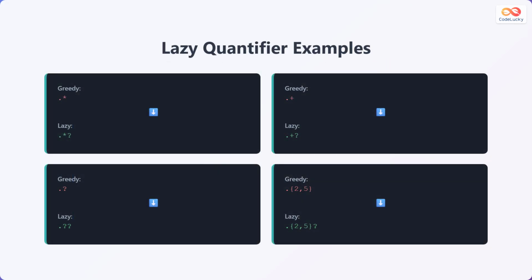Here are some examples of how to make quantifiers lazy. The greedy star becomes the lazy star question mark. The greedy plus becomes the lazy plus question mark. The greedy question mark becomes the lazy question mark. And the greedy open curly brace 2,5 close curly brace becomes the lazy open curly brace 2,5 close curly brace question mark.